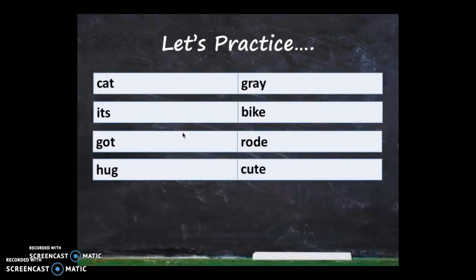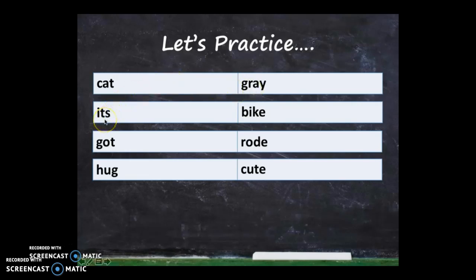Let's practice with some other words. Let's look at this first word. Cat. You hear the A in cat? That's a short A sound. Let's look at the word gray. Here I hear the letter A, so I know this must be a long vowel sound.